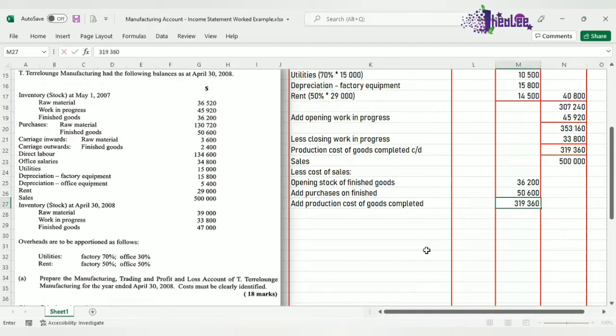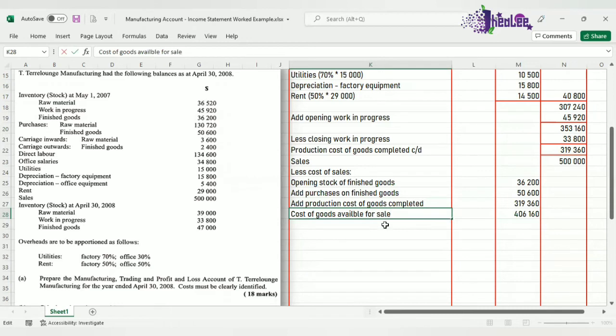319,360. We're now going to add all three figures, that's your opening stock of finished goods, your purchases of finished goods, and your production cost of goods completed. And that gives us a total of 406,160. Now, people, this figure is referred to as your cost of goods available for sale.